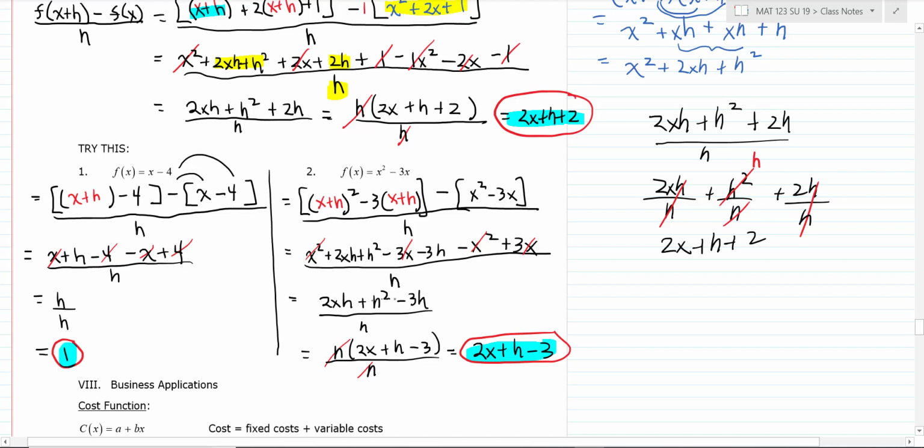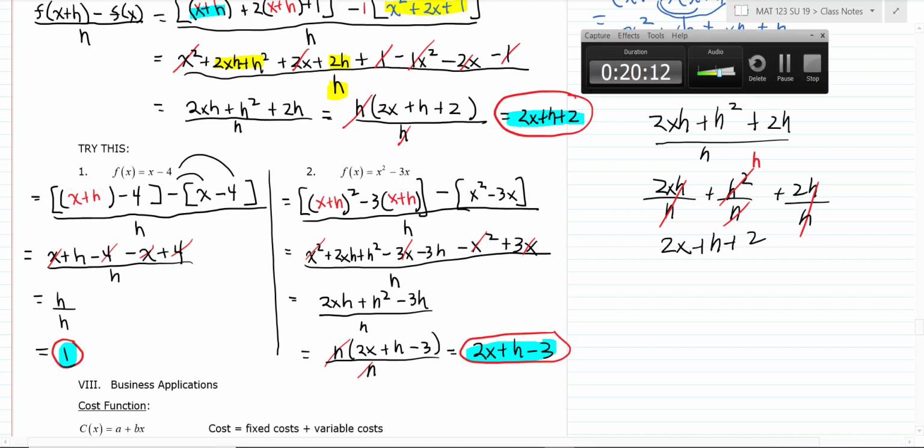Write down what's left, and then you can factor an h out of that to get this expression here, and then the h's cross out. And that'll always happen. If you do this right, the h will cross out with the denominator at the very end. All right, so that'll wrap us up on that, and you may have to work on that difference quotient a little bit. It's a good algebra activity.